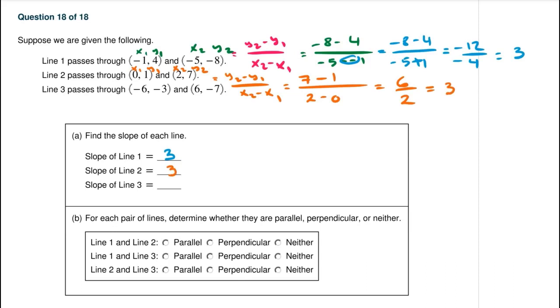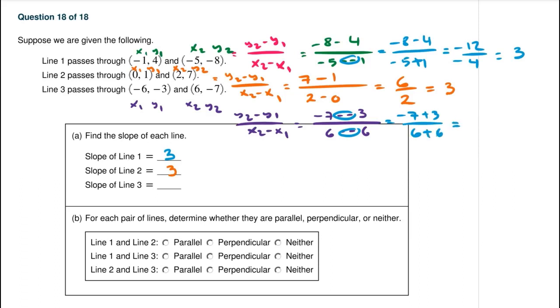Okay, last one. X1, Y1, X2, Y2. Same formula: Y2 minus Y1 over X2 minus X1. So that will be -7 minus -3 over 6 minus -6. Alright, two negatives turn into a positive. That will be -7 plus 3 over 6 plus 6. -7 plus 3 is -4 over 12. When we reduce this by 4, that will give you -1/3. Alright, so the slope of the third line is -1/3.